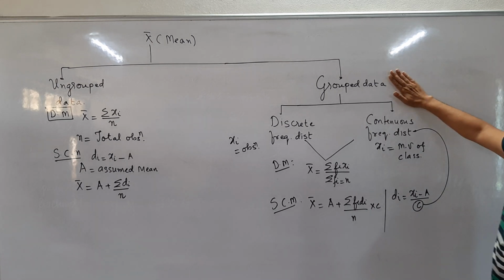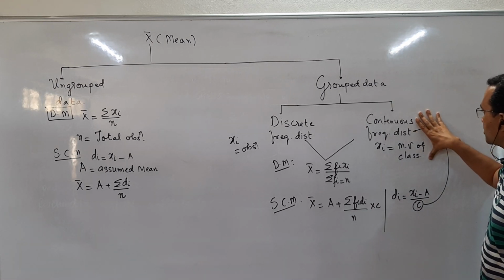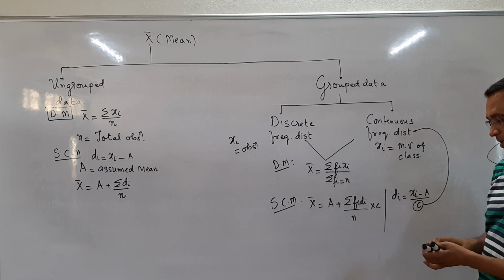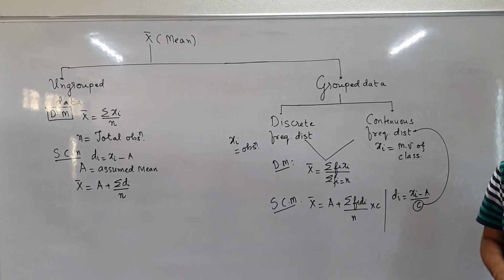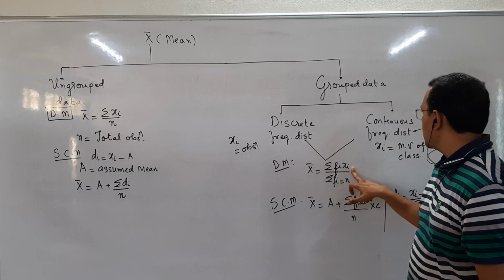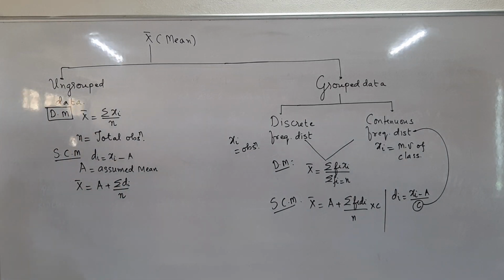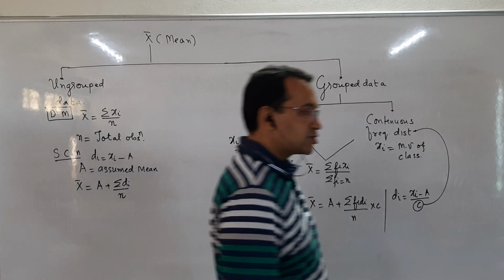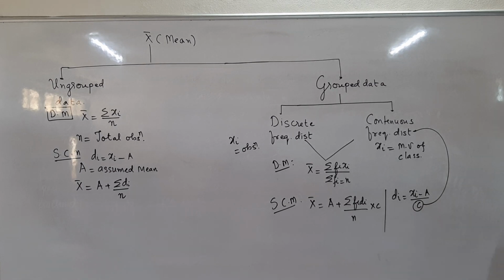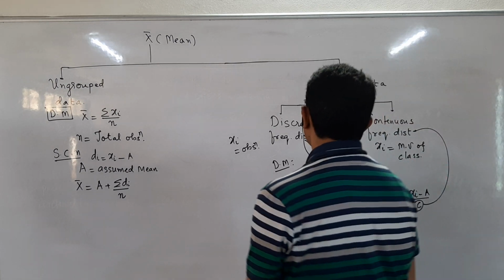As far as group data is concerned, and a continuous frequency distribution is given, we generally go for the shortcut method. DM stands for direct method. We have to remember this: if it is a discrete series, xi stands for observation, and if it is a continuous series, xi stands for the mid value of the concerned class. For ungrouped data, we generally prefer DM, the direct method. And for group data, especially continuous frequency distribution, we prefer the shortcut method formula.